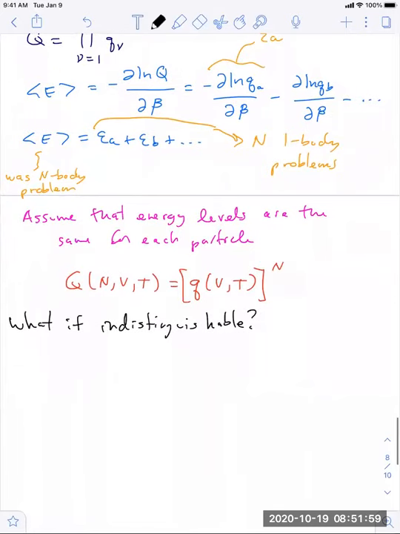So then if they're indistinguishable, you might have the notion that this is overcounting. That would be correct. So Q to the N overcounts. And so we have to divide by something, but it's not clear immediately by how much. So just to give you an idea of where that overcounting comes from.